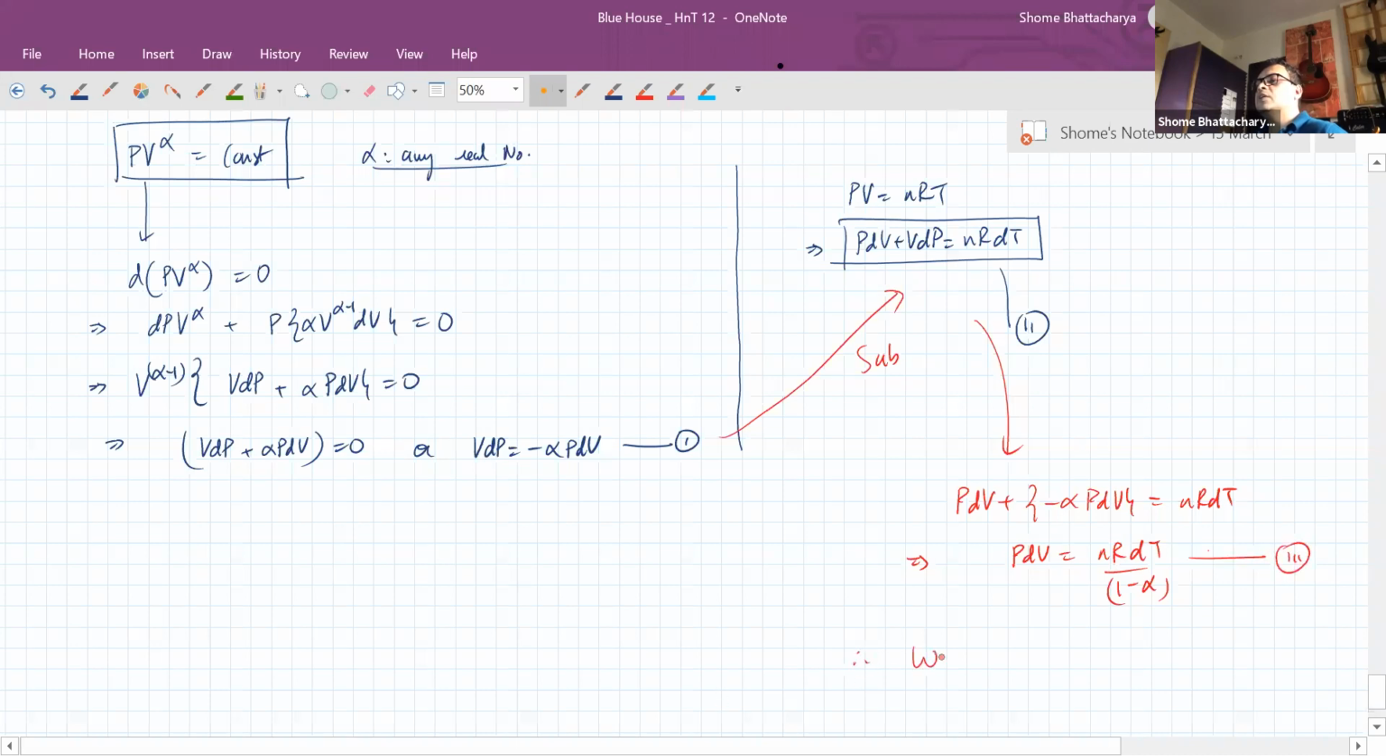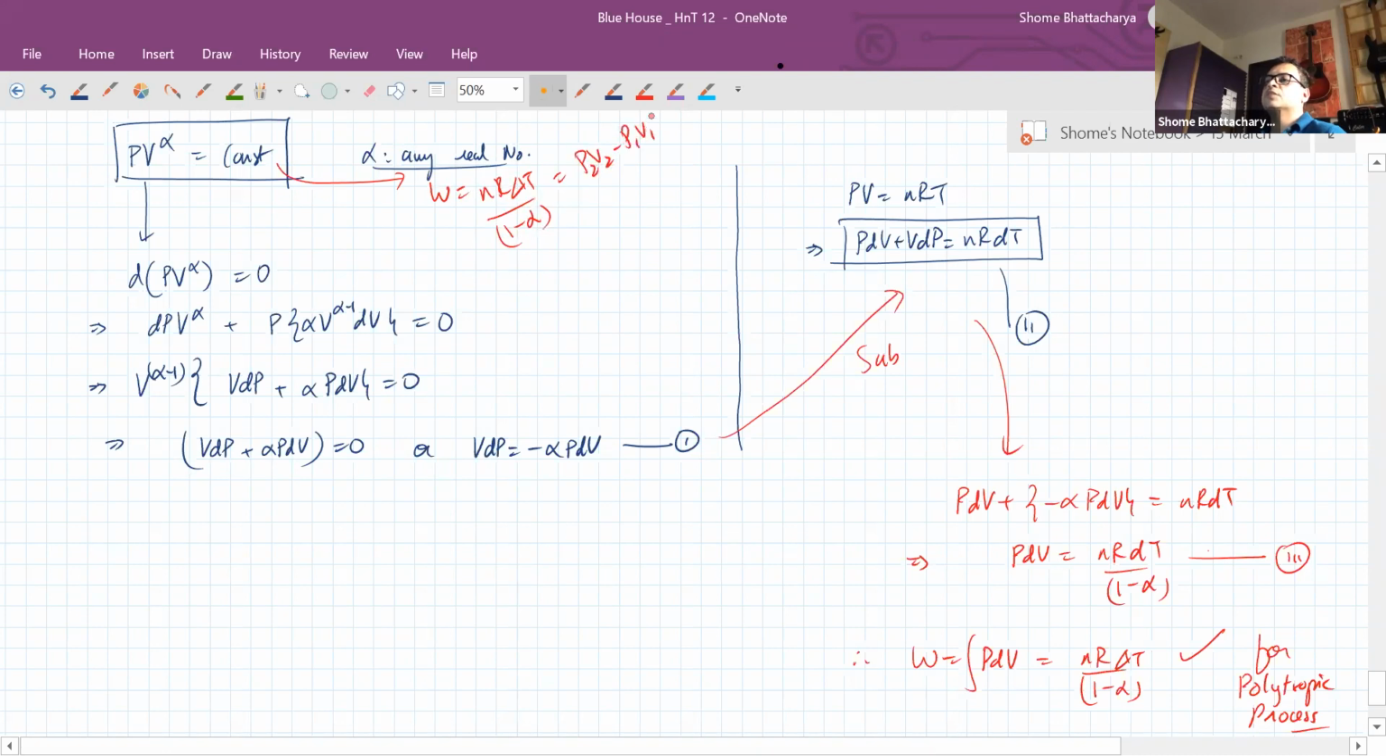So first of all, we can see that work done, which is integration PdV, becomes nR delta T upon 1 minus alpha. So this is a formula that we have now for the polytropic process. For any polytropic process, the work done is given by a single formula now. We don't have to do the integration every time. The simple formula for work done is this. That is, work done is equal to nR delta T upon 1 minus alpha, or that is the same thing as P2 V2 minus P1 V1 upon 1 minus alpha.